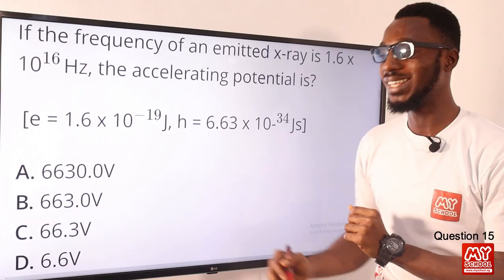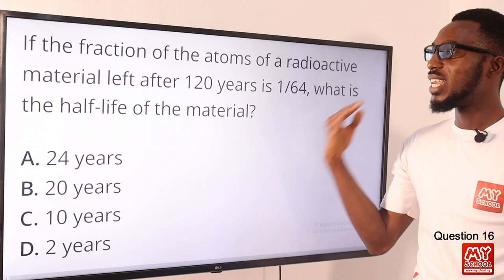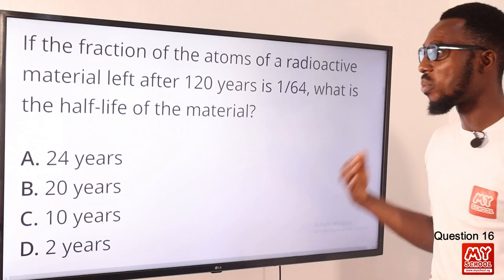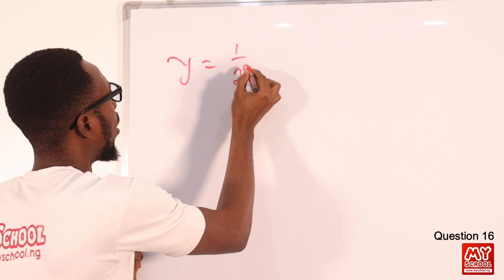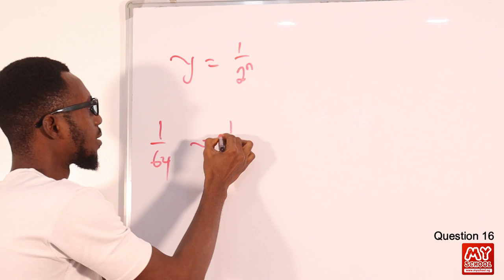The fraction of the atoms of a radioactive material left after 120 years is 1 over 64. So what is the half-life of the material? We can recall that the fraction left can be used to represent this. How do I get this? Very easy. We are told that we have 1 over 64, and 1 over 64 actually means 2 raised to the power 6, isn't it?